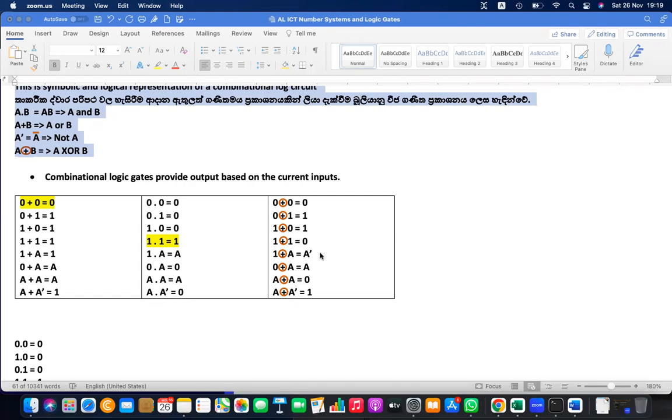XOR. Varun, you have not done the XOR gate. You have to complete it. So anyway, try to fill this now. If you have not filled previously, try to fill this now. Then 1 XOR A is not A. Why? If A is 1, 1 XOR 1 is 0. If A is 0, 1 XOR 0 is 1.